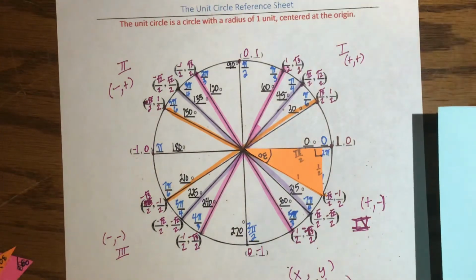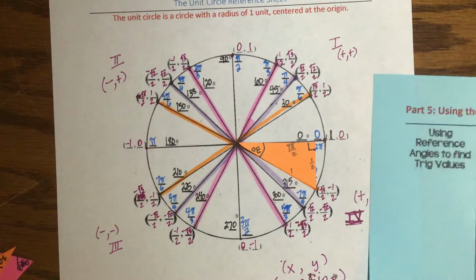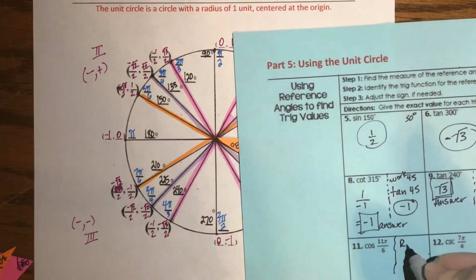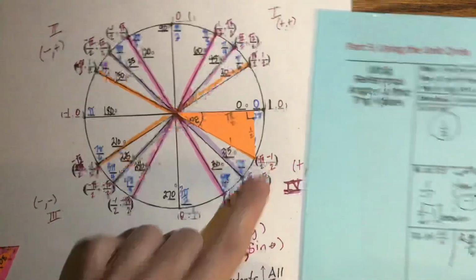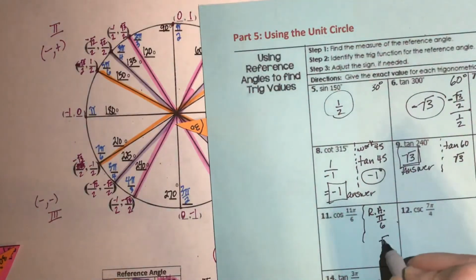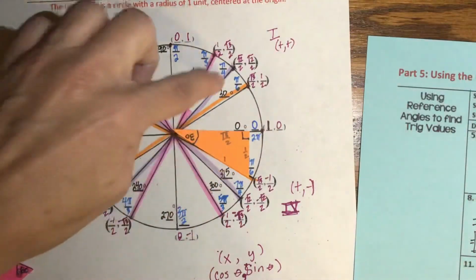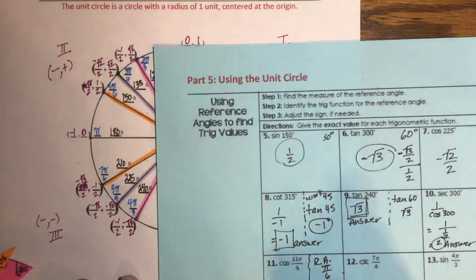So this time, instead of using 30 degrees, I'm going to use pi over 6. So my reference angle here is pi over 6. I want cosine. So I'm going to look at the x, square root 3 over 2. All students take calculus. Cosine is positive here. So that's my answer.